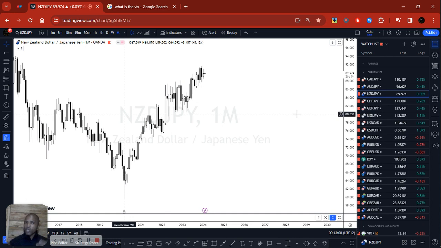So that is why we have CAD JPY, AUD JPY, NZD JPY drop or become weaker whenever we are in a recessionary environment or in an environment of high uncertainty. As you can see right now, they are at all-time highs. If a recession were to kick in, we would definitely see a drop in them, right? So this is the background story that I wanted to give you guys.